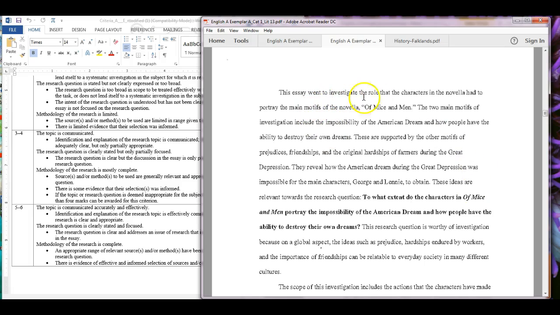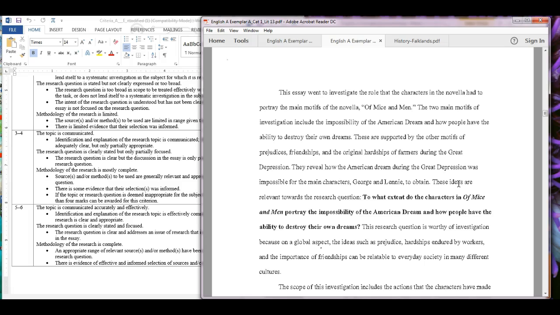So this essay went to investigate the role that the characters in the novella had to portray the main motifs of the novel Of Mice and Men. The 2 main motifs of investigation include the impossibility of the American dream and how people have the ability to destroy their own dreams. These are supported by the other motifs of prejudice, friendships, and the original hardships of farmers during the Great Depression. They reveal how the American dream during the Great Depression was impossible for the main characters George and Lenny to obtain. These ideas are relevant towards the research question.